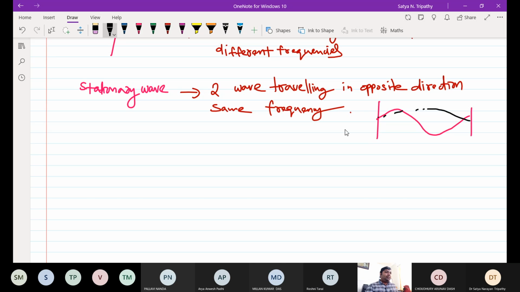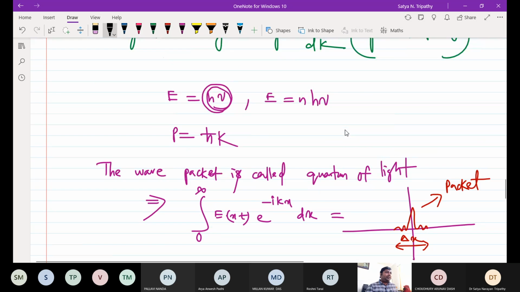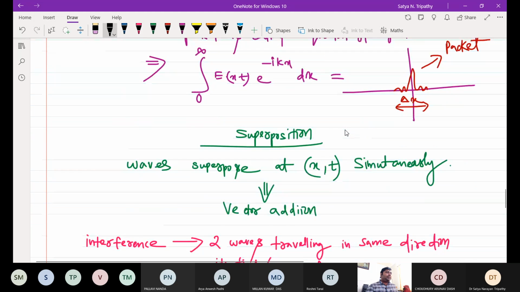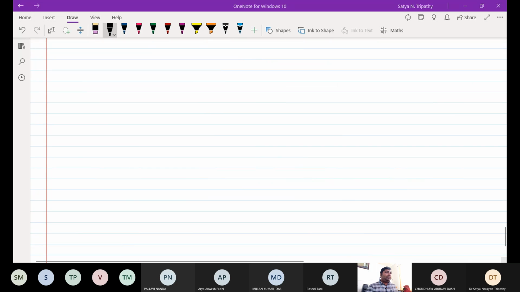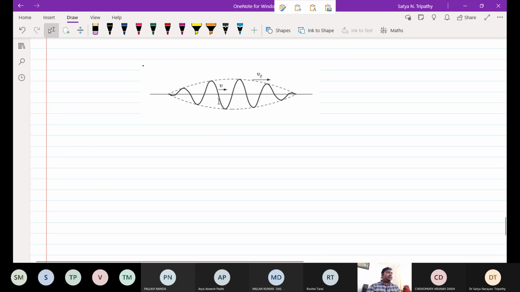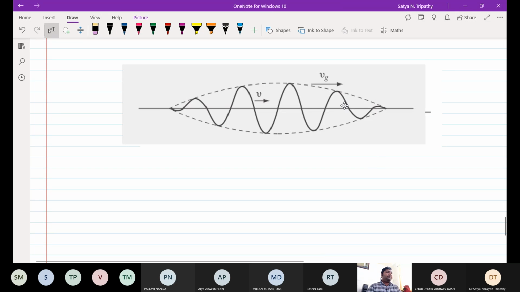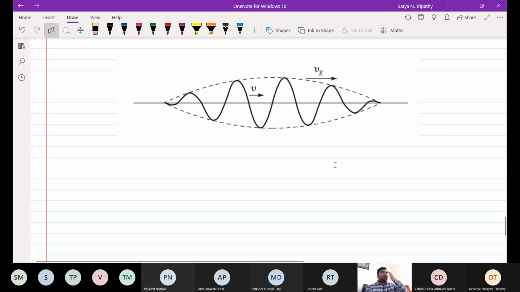Okay, now we are going to enter the next topic. We completed up to group velocity and phase velocity. I think I should paste this picture. This is one of the images you can see. This is the group velocity, this is the phase velocity. The individual wave inside the group is called the phase, and the total group is called the group.